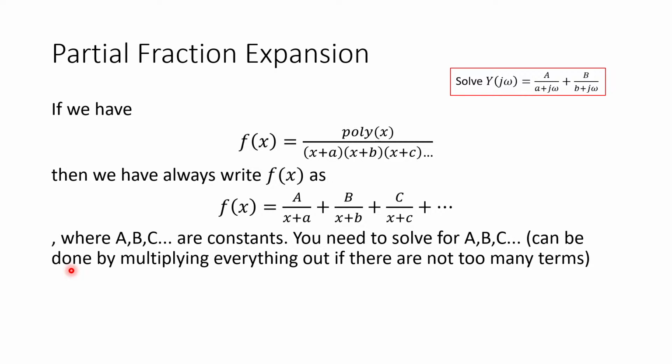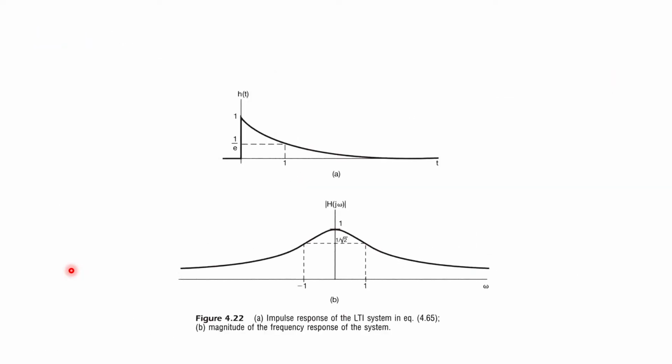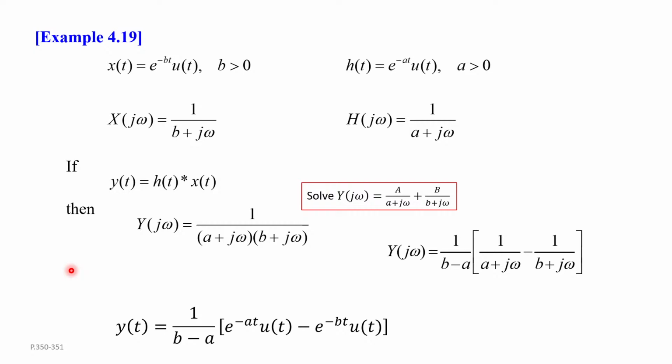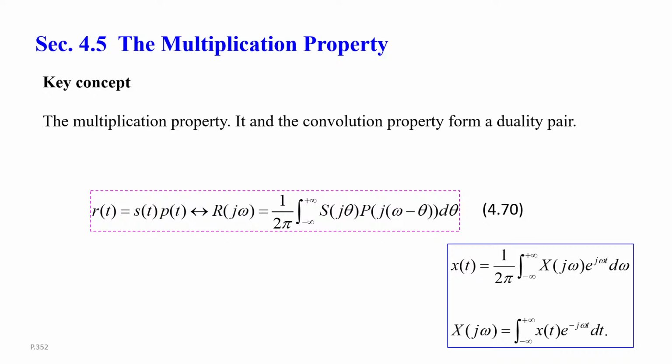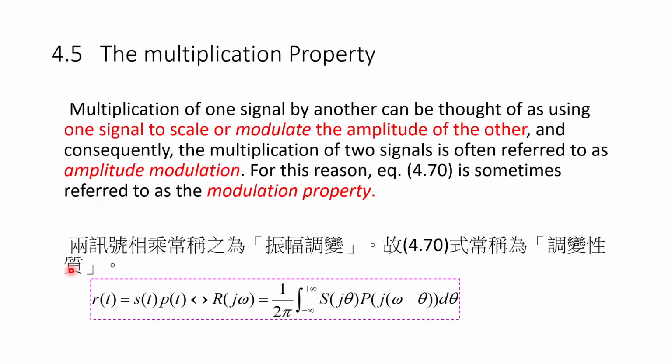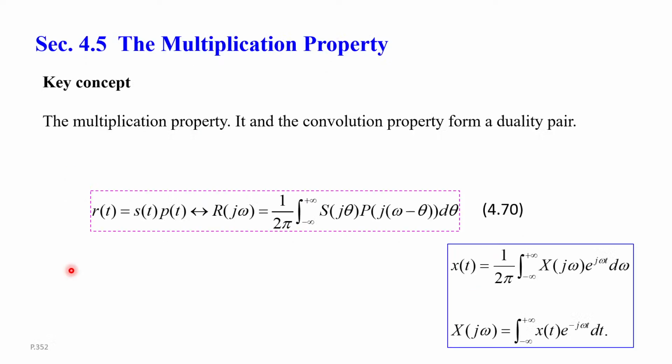Okay. So back to our multiplication property. So that's something we can do. We can multiply our signal with another signal.